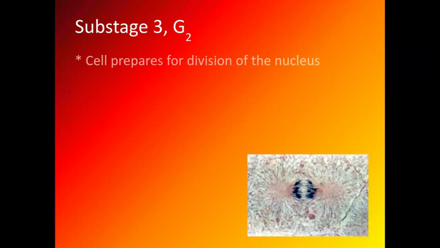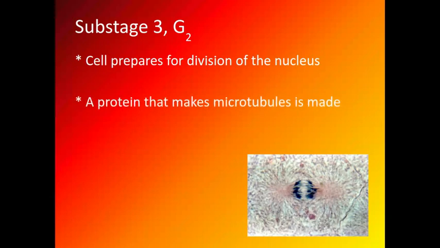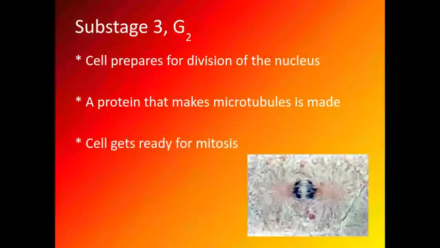And then the last substage of interphase is G2. This is where the cell is preparing for division, and the proteins that make the different microtubules are made. And the cell starts getting ready for mitosis.